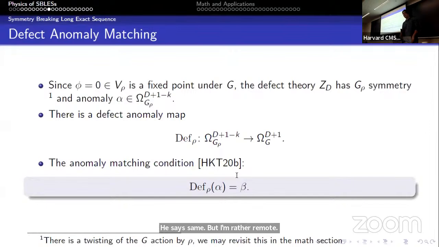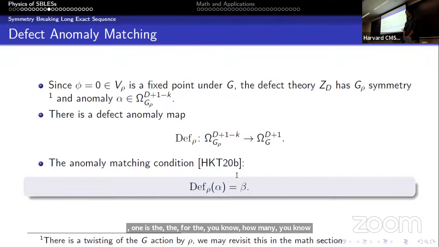So you have introduced two maps so far. One is the anomaly resolution. The other is the defect anomaly map. These are homomorphism maps, but is there some relation of injective, surjective, or any type of constraint like this?